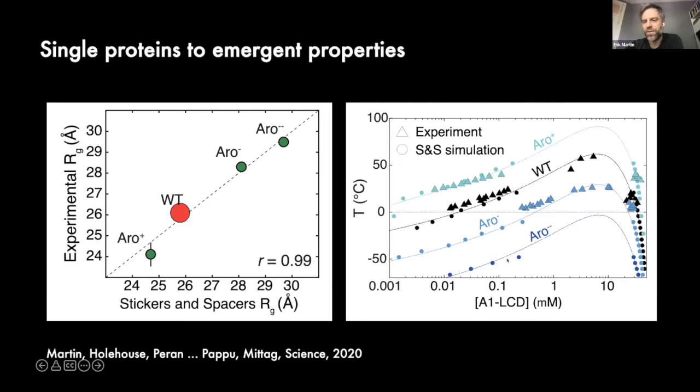I think interestingly here, the model predicted that this double minus variant wouldn't phase separate at any accessible temperatures, which was completely in line with what we saw experimentally.